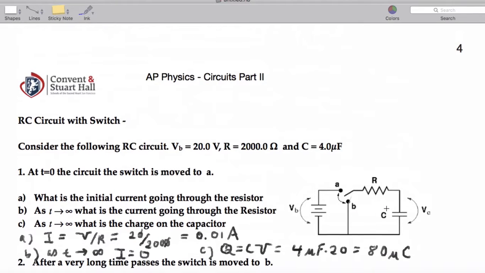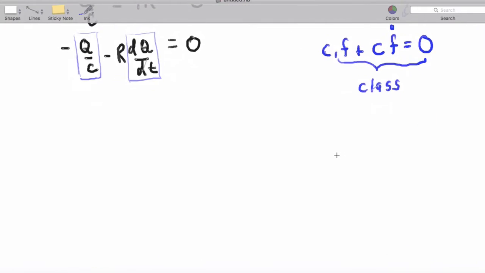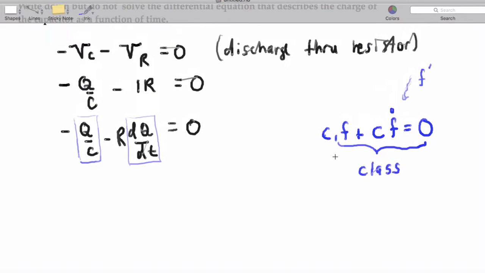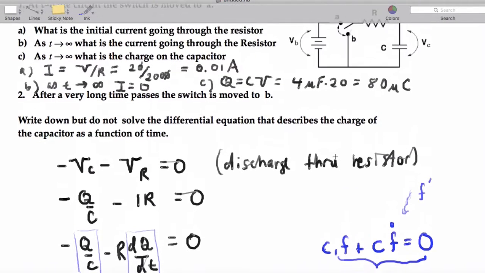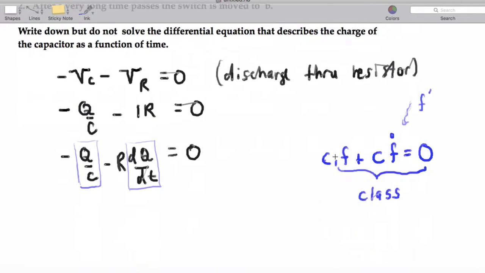So this is the first page. I'm literally going to repeat this argument on the next page when we look at the RL circuit.